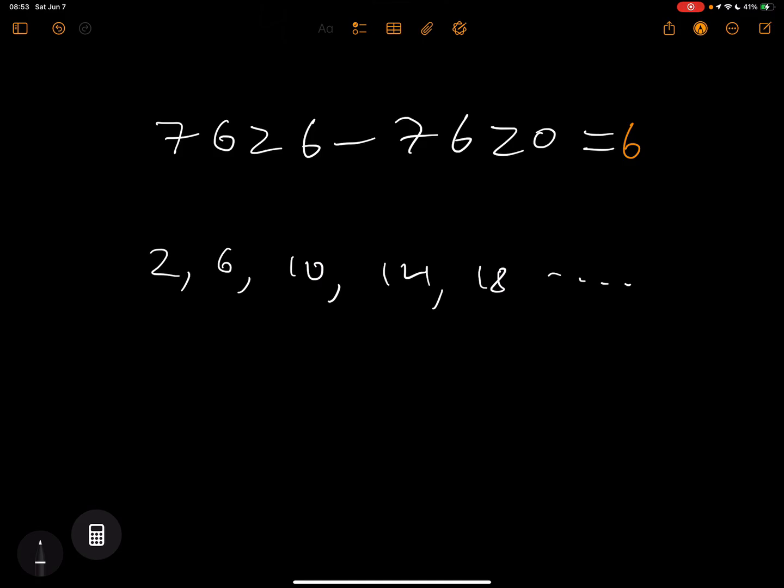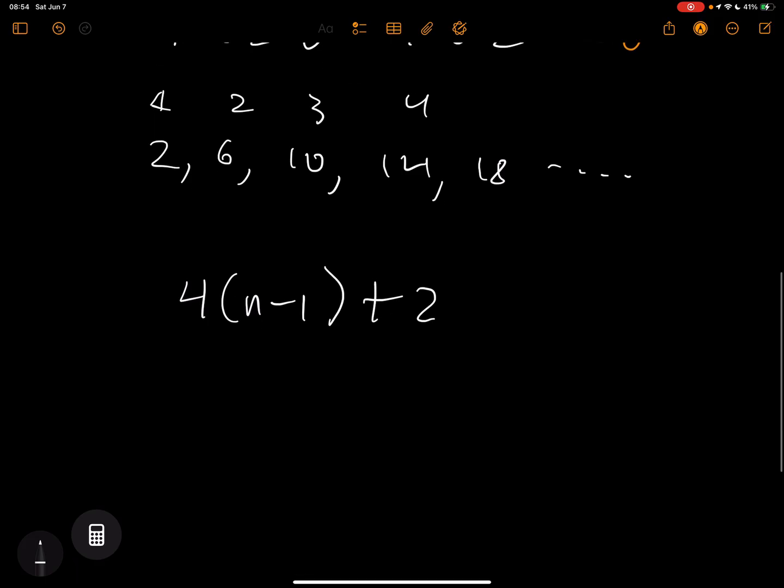Let's see. So every time it increases by 4, so we can just call that 4, and then n minus 1, plus 2. N is the term, so this is n equals 1, this is n equals 2, 3, 4, and so on. So in this case, we have to work out when this, sorry, that was incorrect sign. When this is greater than or equal to 123. Less than or equal to, sorry.